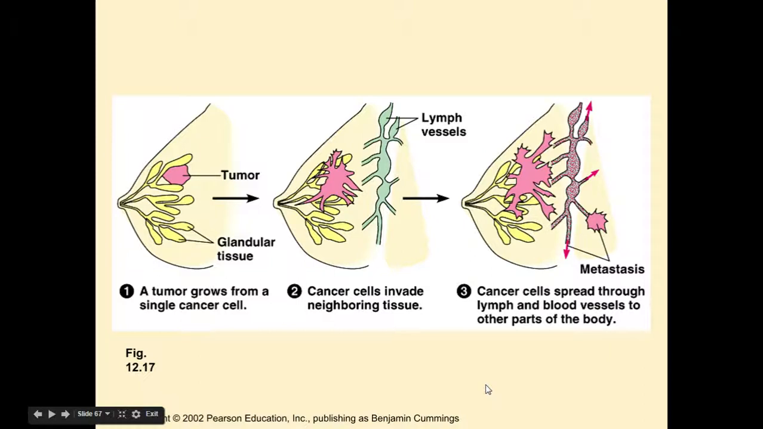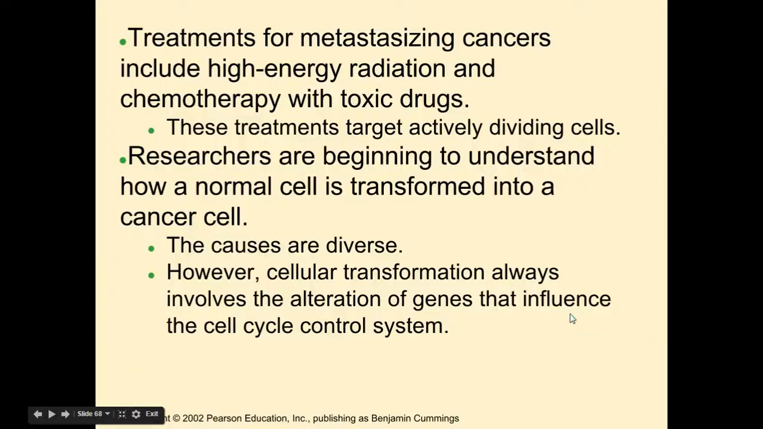And this is basically a picture. It started out in just the mammary gland, then it spread out, it begins invading neighboring tissues, and then eventually gets into the blood and lymph vessels, and it can spread everywhere. When you get to metastasis, that's pretty bad. Your chances of living dramatically go down if it metastasizes.